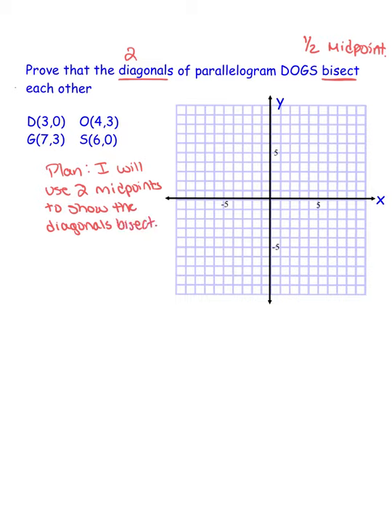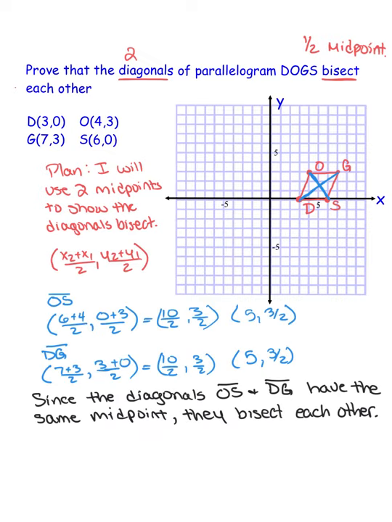I'm going to hit pause for a moment so that I can do all the work, and then I will come back and explain it. Now, if we look at this proof, the first thing that I did after I wrote my plan is that I graphed the picture over here, and I drew my two diagonals in blue so that I could see that O to S is a diagonal and D to G is a diagonal. I wrote down my midpoint formula. I did the midpoint for those two diagonals here, and then for my conclusion, it's nice and short. Since the diagonals OS and DG have the same midpoint, they bisect each other. That's all you have to do for that proof.